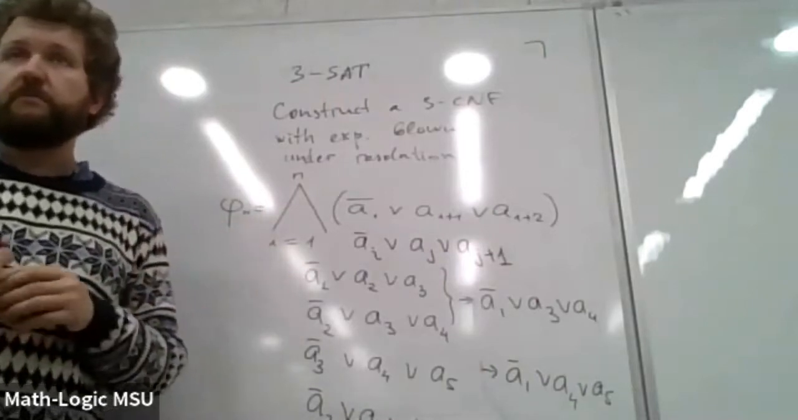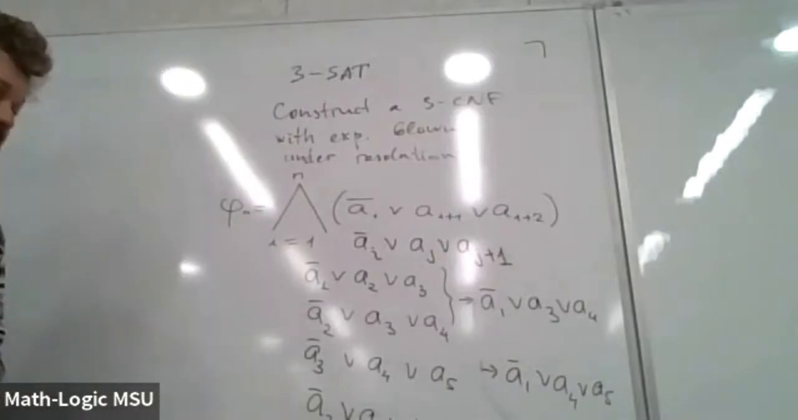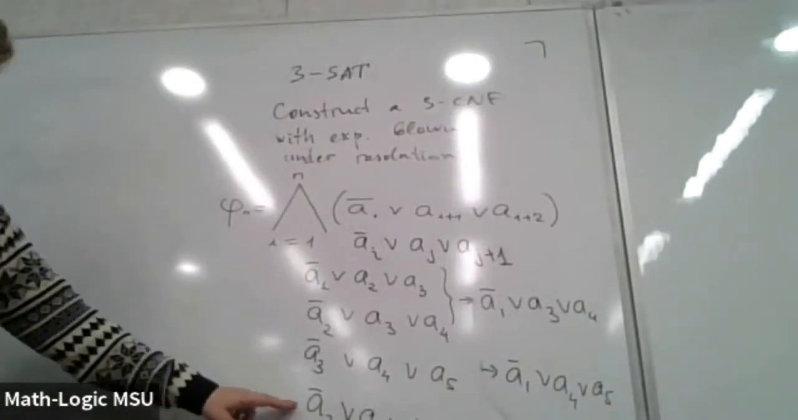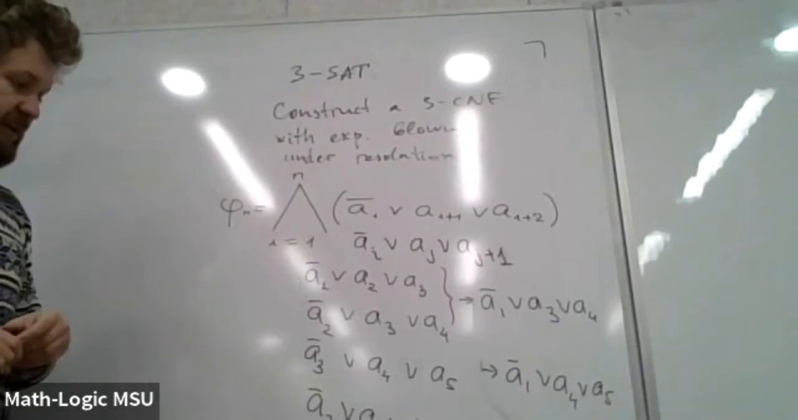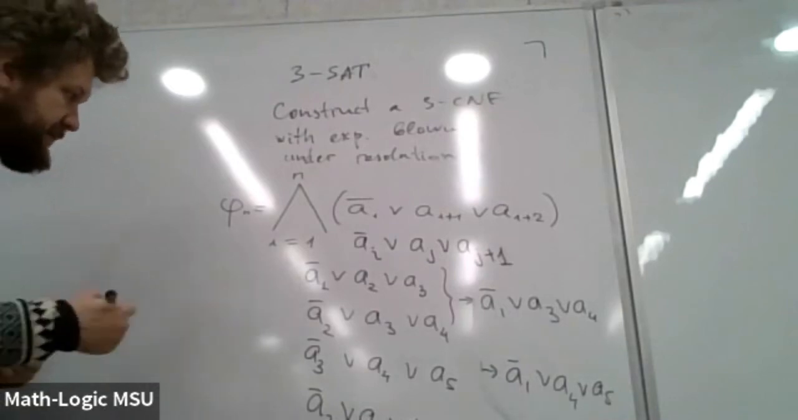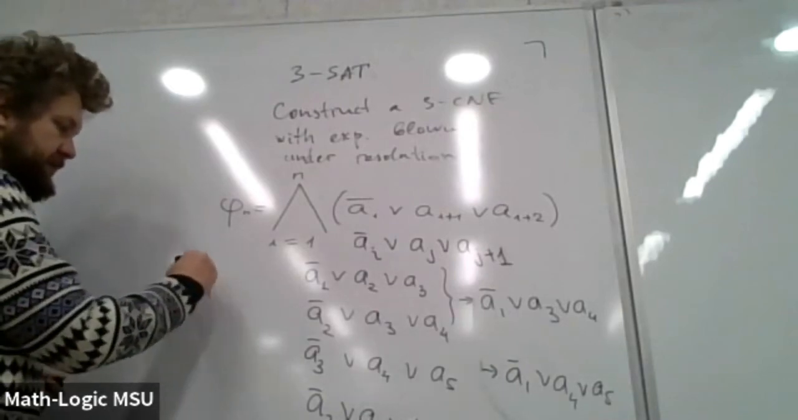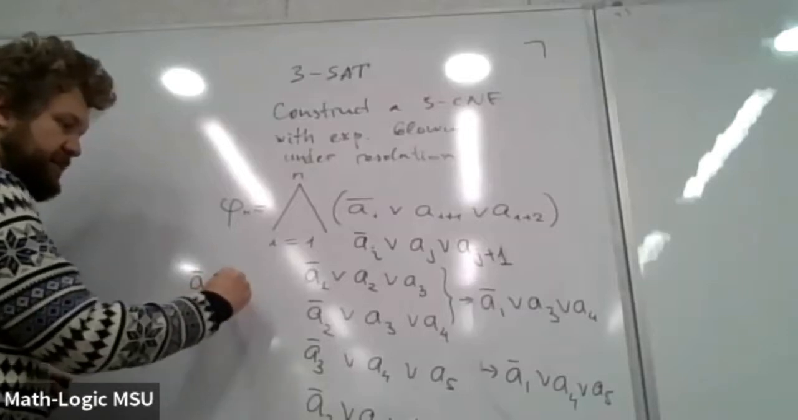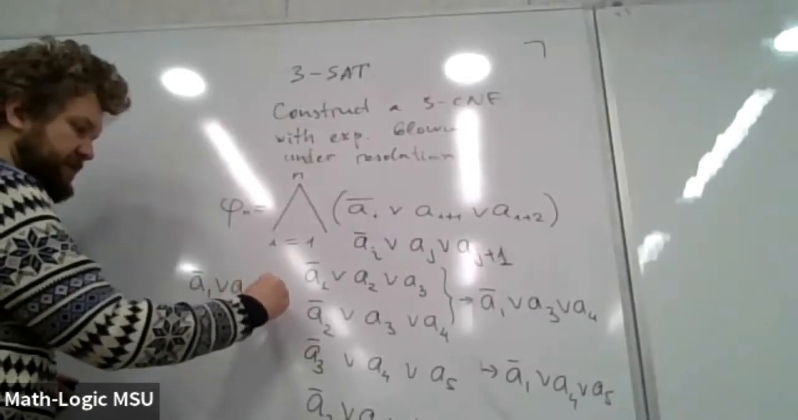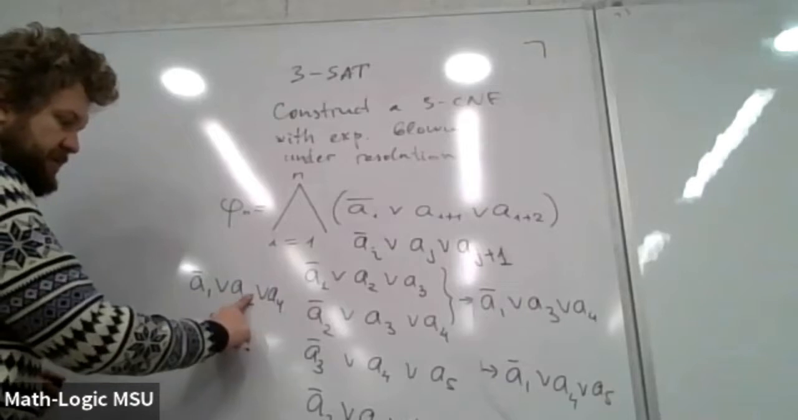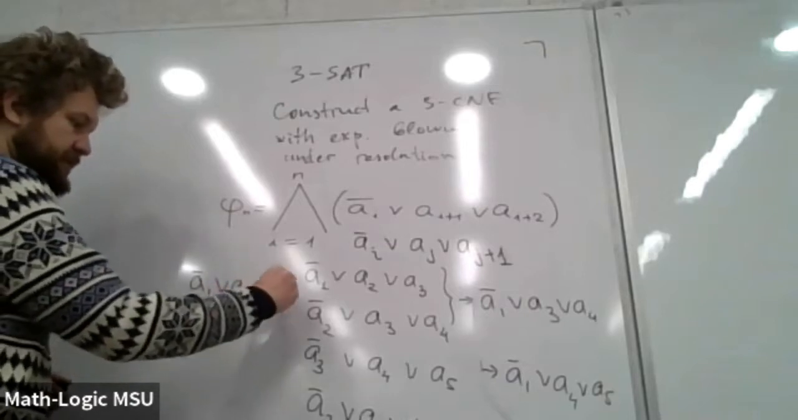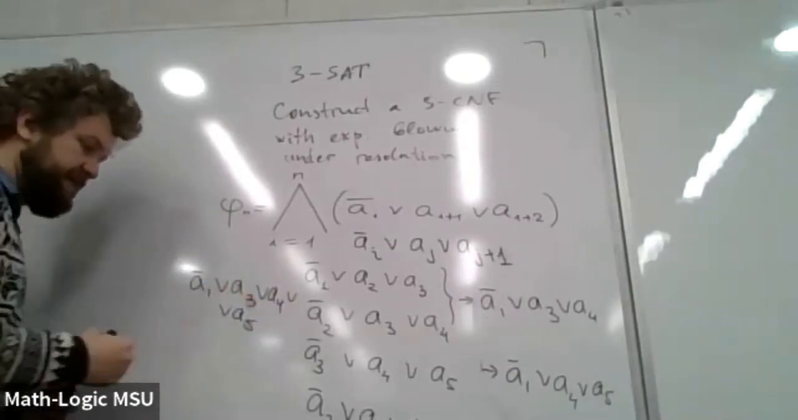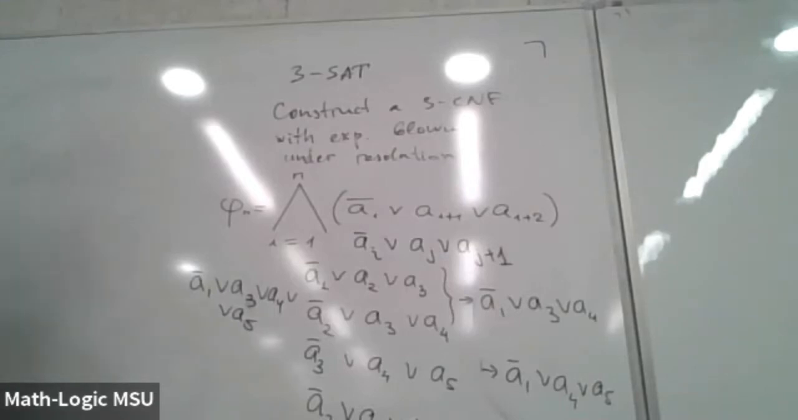Well, it does grow because now we can reduce the last one with the first one. And now you will get not A1 or A3 or A4 or A5. Not A1 or A2 or A, no, A4. Or A, not A2, A3. A3 or A4 or A5. So okay, how can you formalize it?